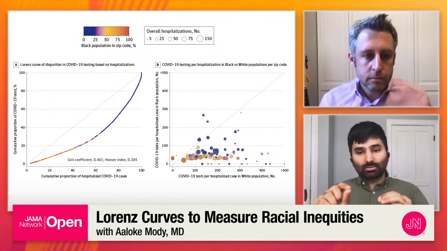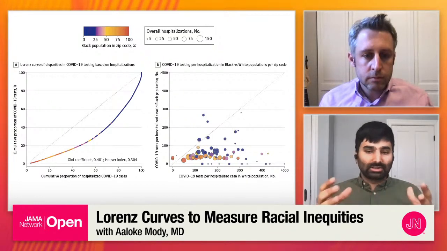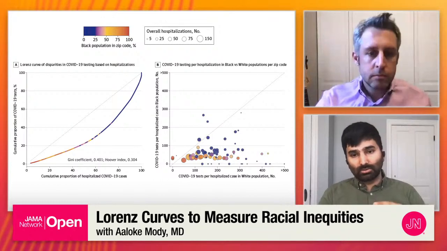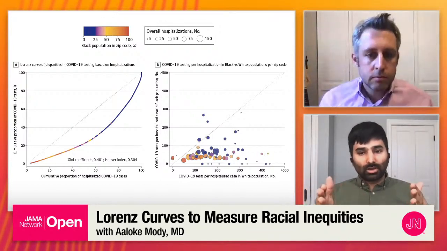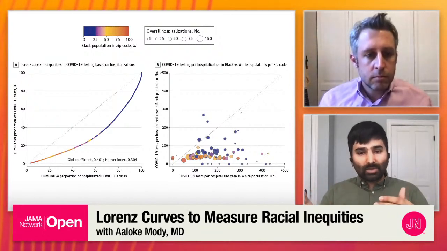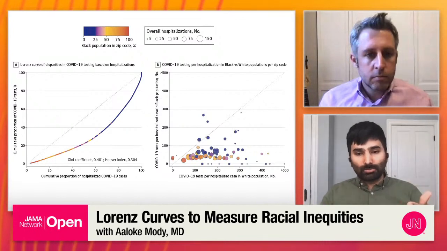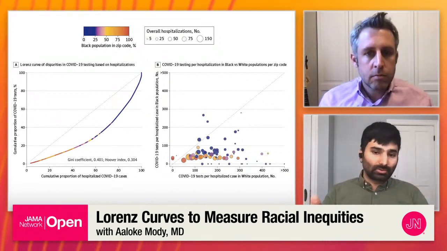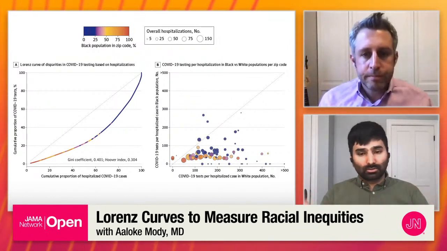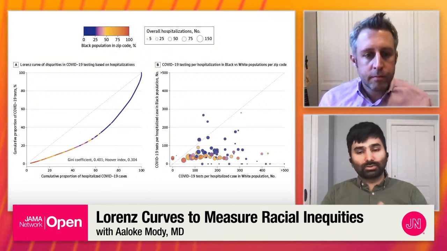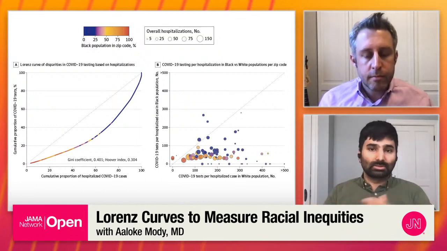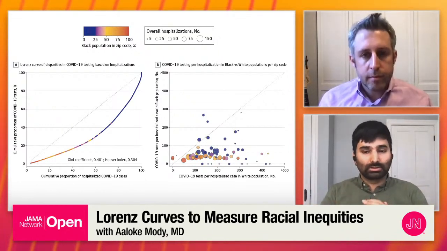Each bubble on this plot represents a zip code, sized by the population or the number of hospitalizations in that zip code. If everything was equitable, everything would follow that 45-degree line. You'd have 200 tests per hospitalized case in the white population of a community, and also 200 tests per hospitalized case in the Black residents of that community. But you see everything falls below that line, which indicates that even within the same zip code, there is a disparity between the Black residents and the white residents.